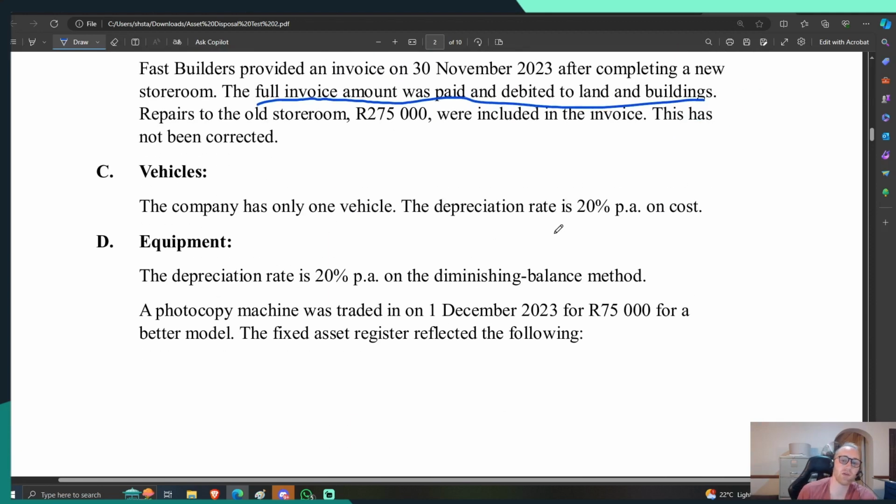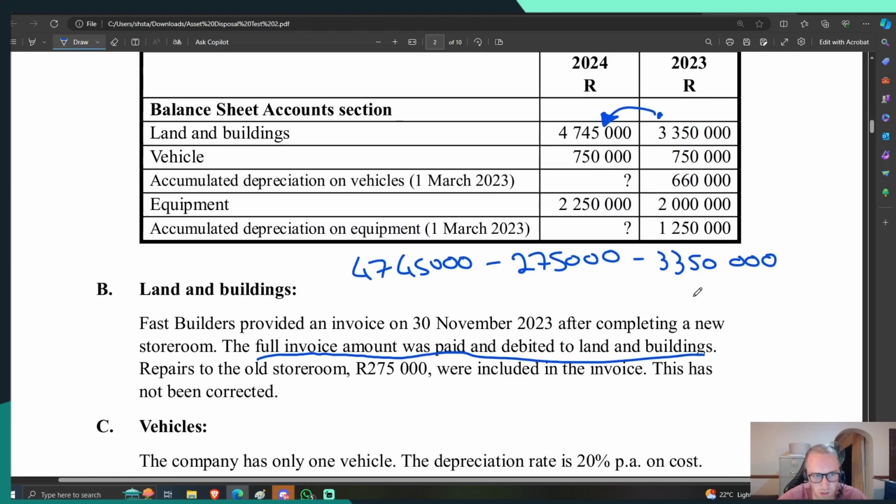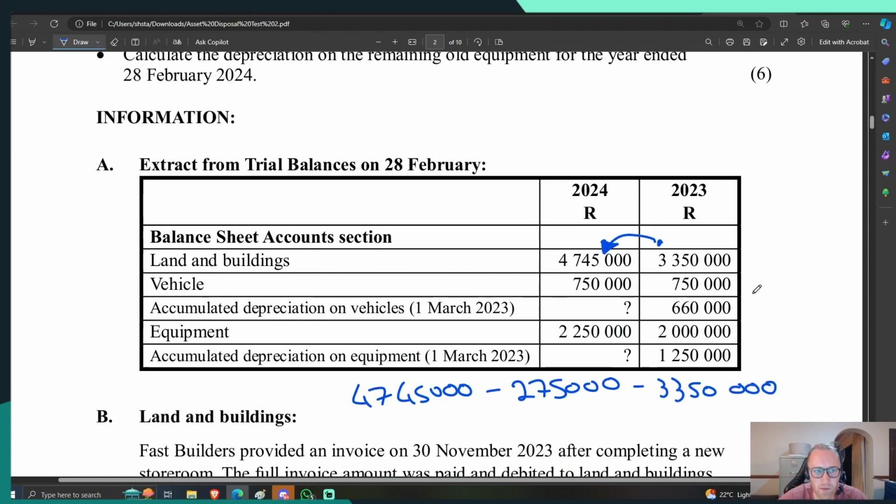The company has only one vehicle. The depreciation rate is 20% per annum on cost. It does not give us any other information about vehicles. Let's see what vehicle information we have in the trial balance. Well, it went from 750 at the beginning of the year to 750 at the end of the year. So there was no change, no increase or decrease in vehicles.